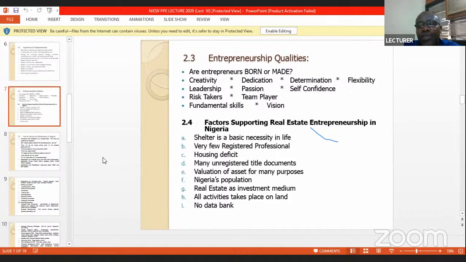An entrepreneur should be determined too. Determination. He must be determined to succeed. Some people give in so easily to failure. And that is why the white man says, if you fail and you did not succeed, try again. Some people try and fail 1,000 times, but in the 1,001st time, they succeed. So determination is a quality that an entrepreneur should have.